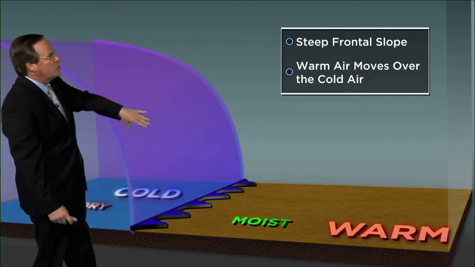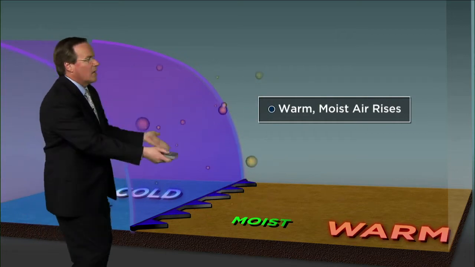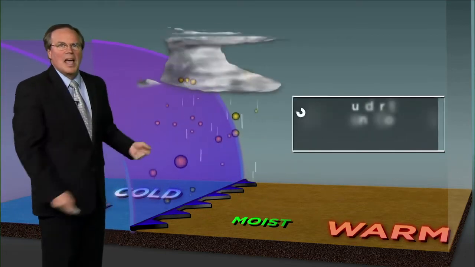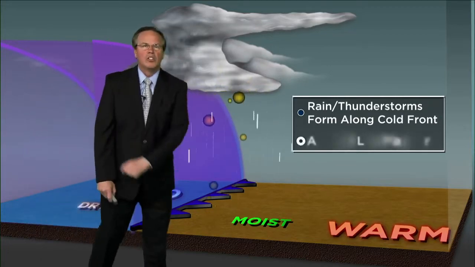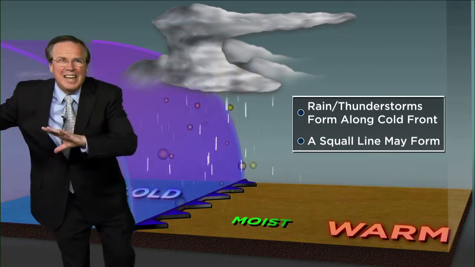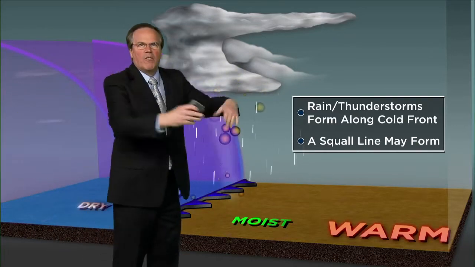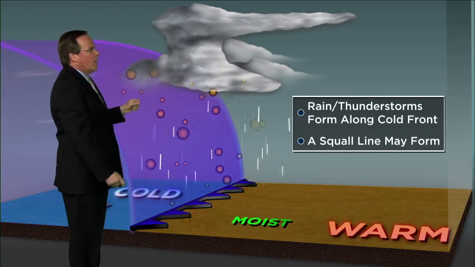And if it's a particularly steep one or a particularly violent one, you can see those strong thunderstorms develop because that warm, moist air is lighter and less dense, and so it tends to rise. So rain and thunderstorms form along and just ahead of those cold fronts. Again, it's plowing the air out in front of it, lifting it up, and when it lifts it up violently, you can create these rain and thunderstorms.